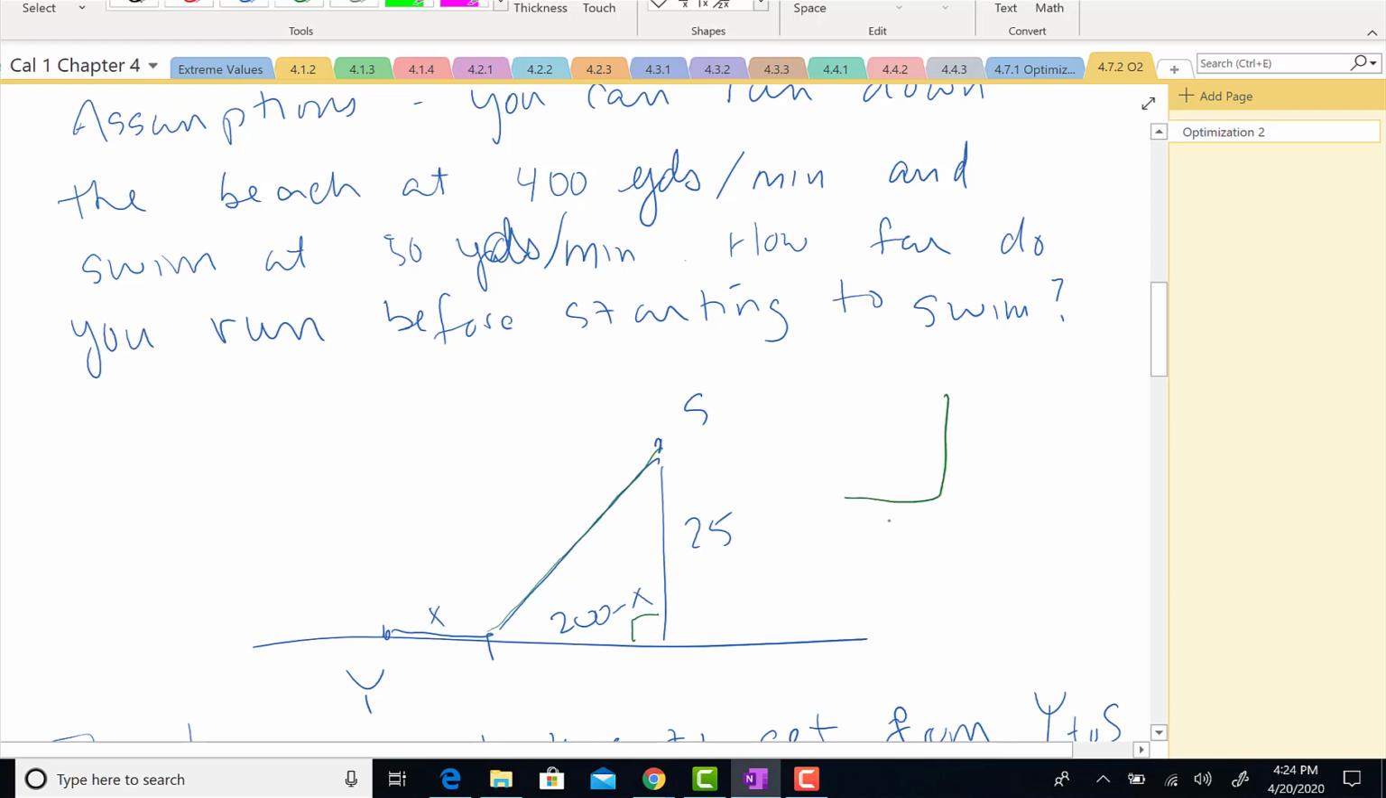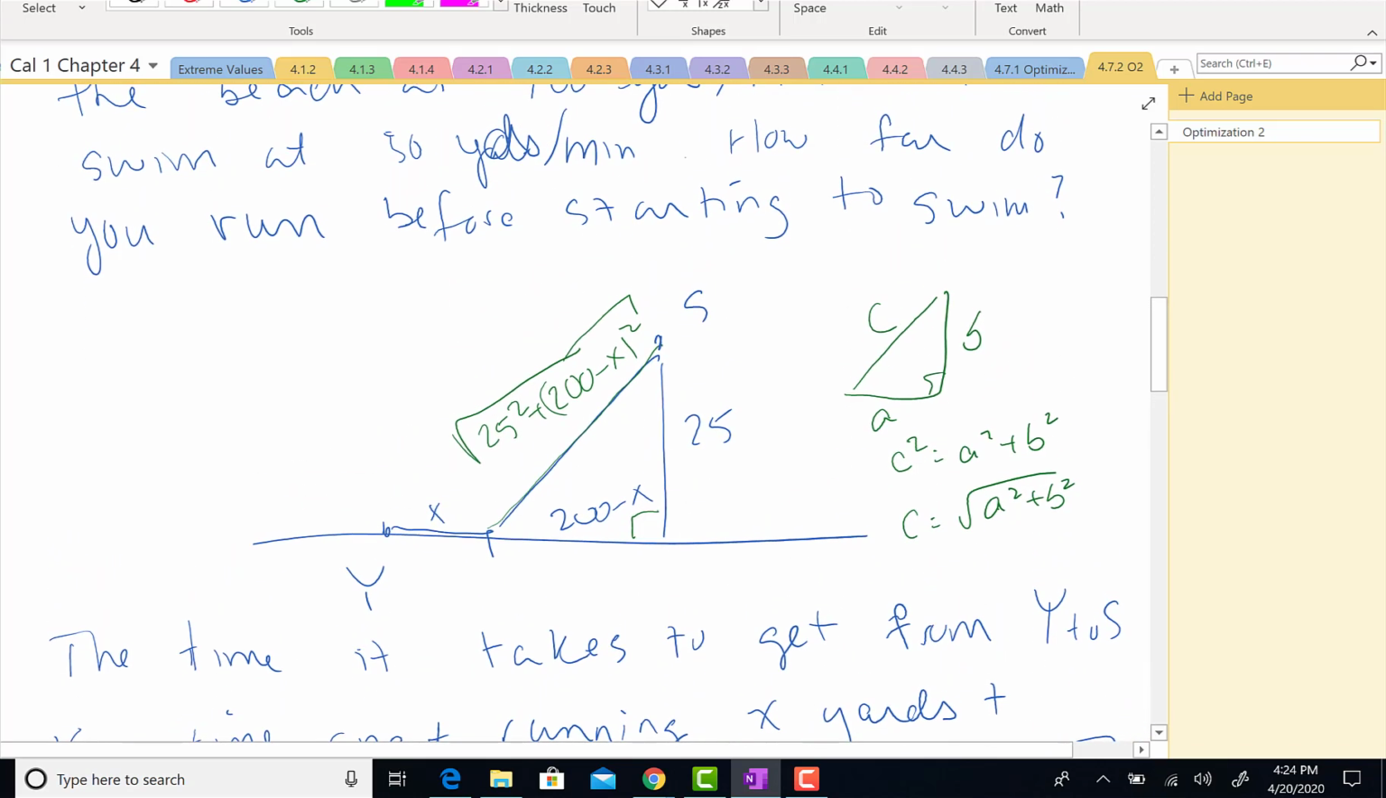Of course, if we have A and B and C, then C squared is equal to A squared plus B squared. The Pythagorean theorem, so C is the square root of A squared plus B squared. And so this one would be the square root of 25 squared plus (200 minus x) quantity squared.